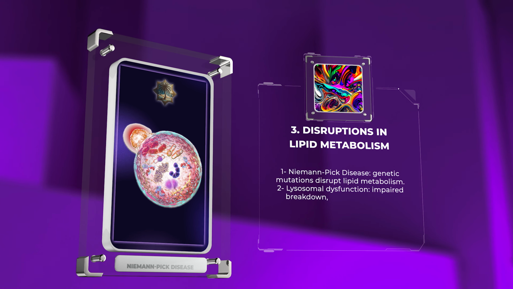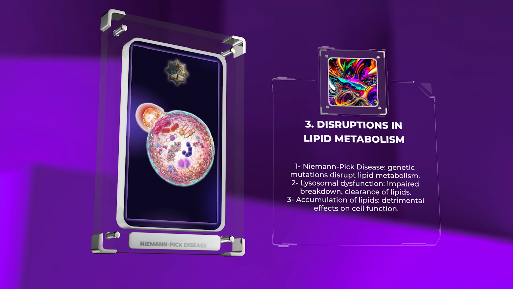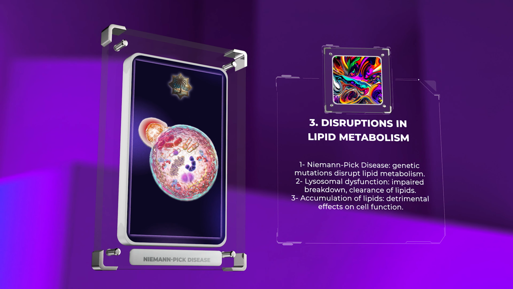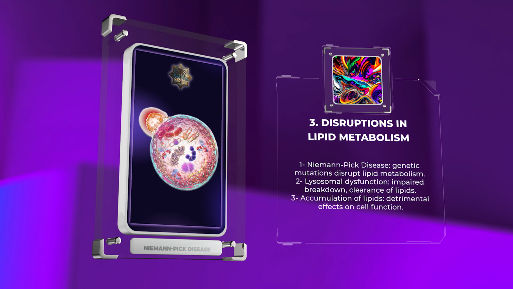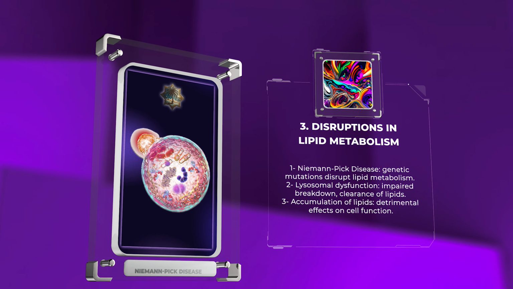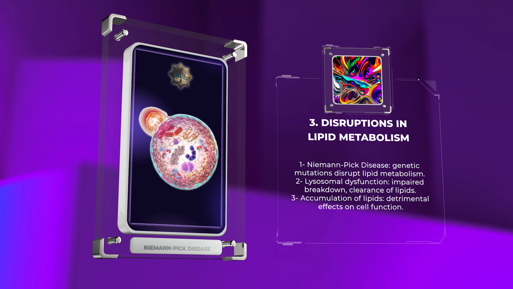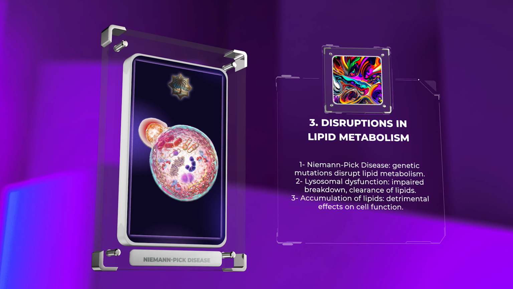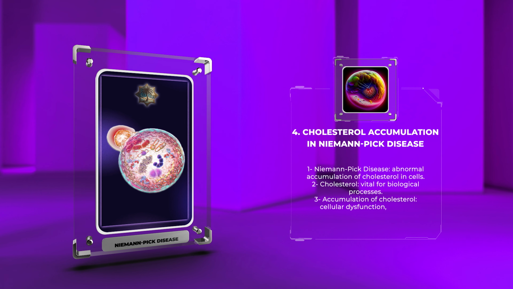In Niemann-Pick disease, genetic mutations disrupt the normal metabolism of lipids, leading to their abnormal accumulation in cells. This disturbance primarily affects the lysosomes, which are cellular structures responsible for the breakdown of various substances, including lipids. In Niemann-Pick disease, lysosomal dysfunction results in the impaired breakdown and clearance of lipids, leading to their accumulation. This accumulation can have detrimental effects on cell function and can ultimately lead to the clinical manifestations observed in this disease.